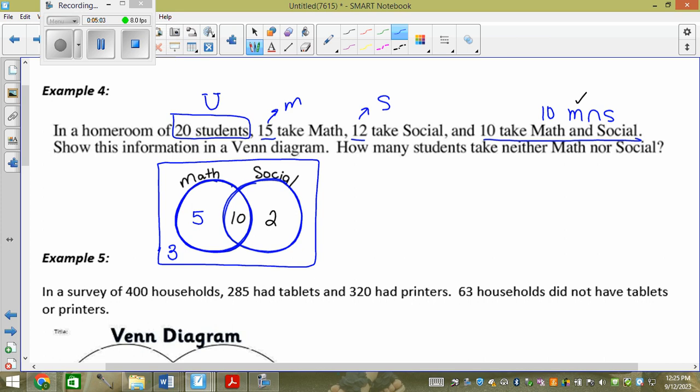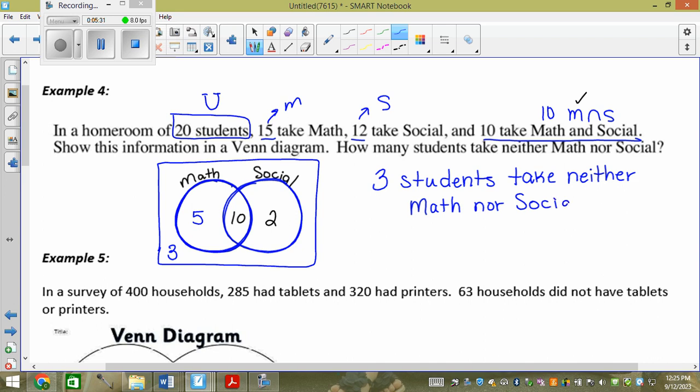Some people will put 3. Don't do that. It's a written response. Write a sentence, right? These are the easiest sentences to make. You just reiterate the question. So how many students are in neither math nor social? 3 students take neither math nor social. Do not just give me a Venn diagram and think I'm going to do the work for you.